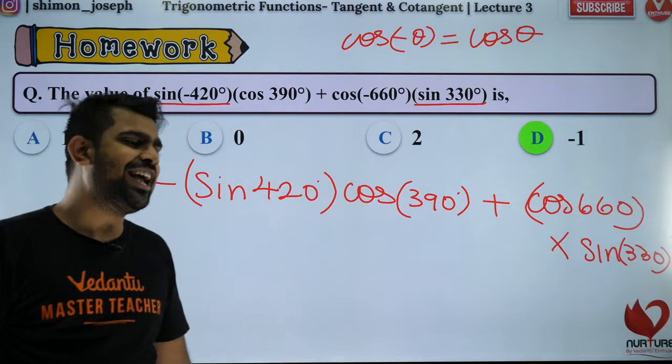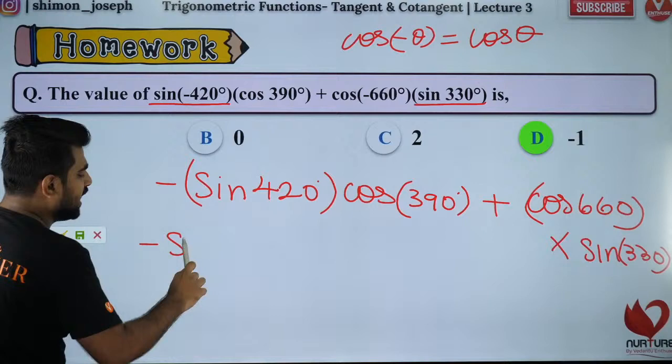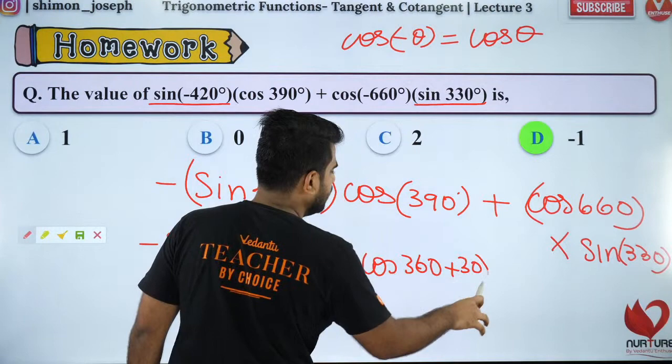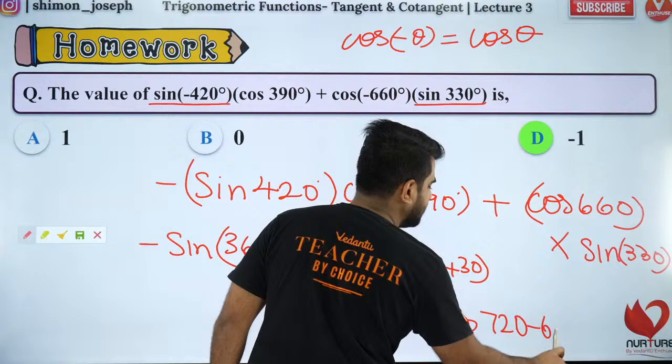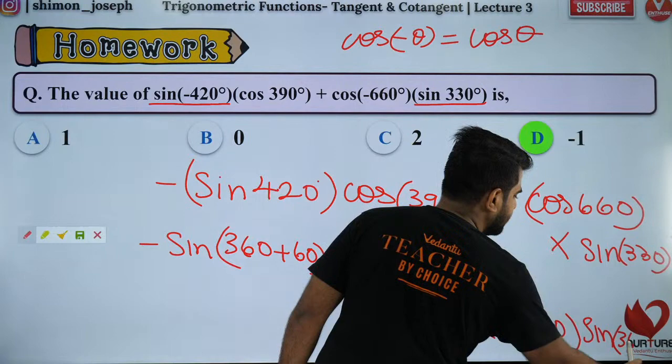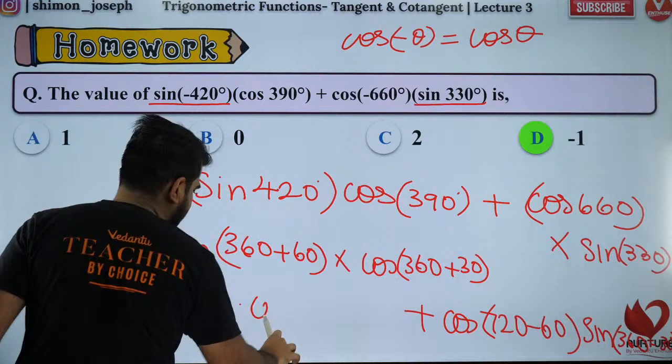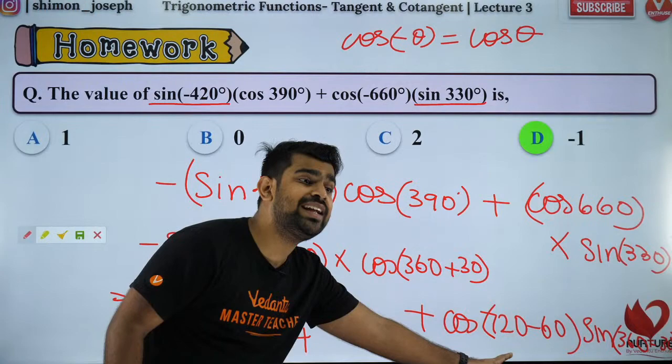Are you all ready? Everybody? Great. So now this is equal to minus sine of 360 plus 60. Easy. Then this will be cos of 360 plus 30. And that will be cos of 720 minus 60. And that will be sine of 360 minus 30. So what will this be? Sine of 360 plus theta is sine theta, and cos of 360 plus theta is cos theta. Plus cos of 720 minus theta. 720 is 4 pi. Cos of 4 pi minus theta is cos theta only.